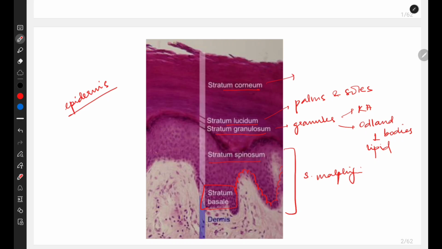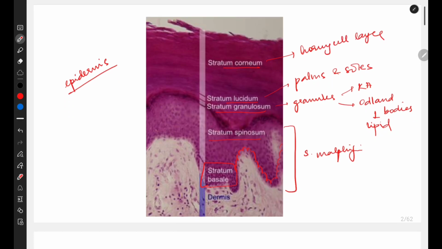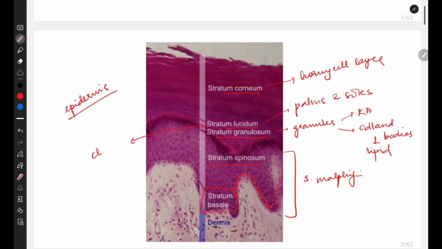And stratum corneum, this is the last layer to be formed. So this contains dead keratinocytes, and this layer will typically be absent in preterm babies, as only after maturity this corneum will be formed. And stratum corneum is also called the horny cell layer. This lucidum is also called the clear cell layer. Then spinosum is also called the prickle cell layer. So these are the layers of epidermis.